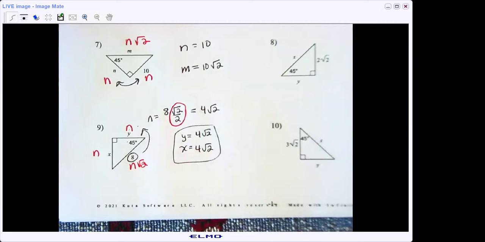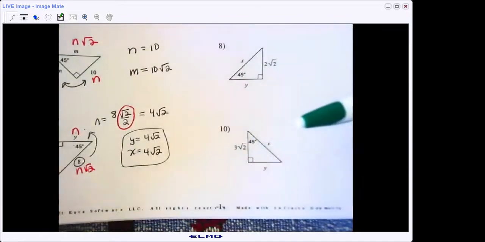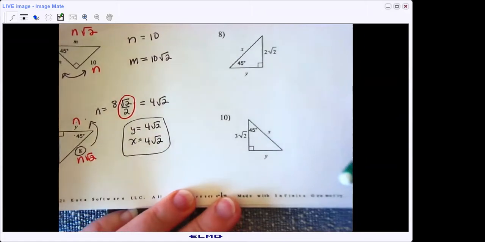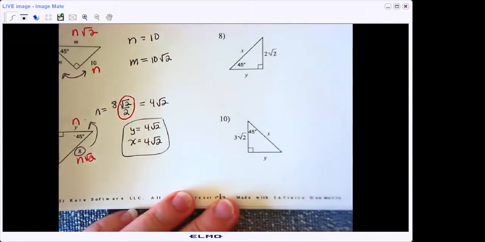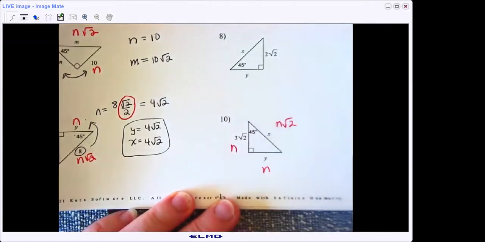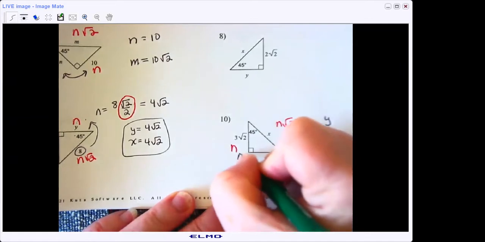That was it. Okay. So I don't want these to seem really hard because they're not. It's different. Most of you have never seen this before, and that's okay. Okay, so let's look at number 10. I'm going to go across because some people are still writing. Okay. So looking at this one, we're going to label n, and n root 2. So because I like to do these first.